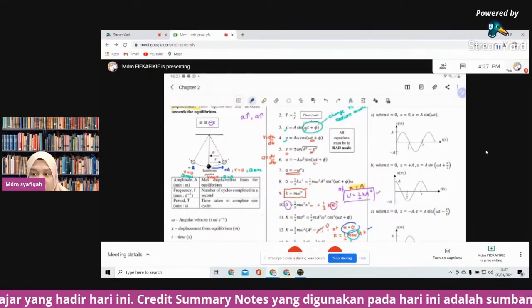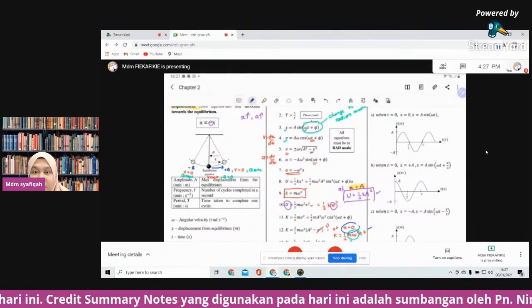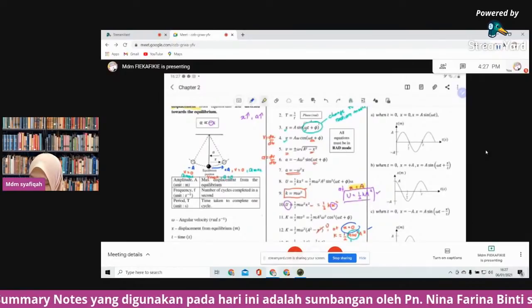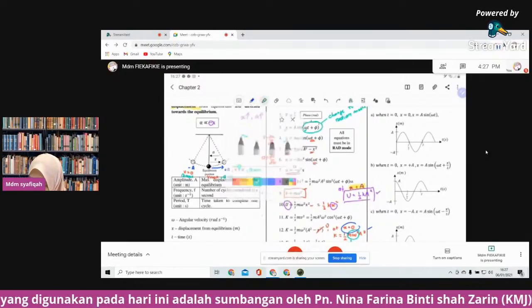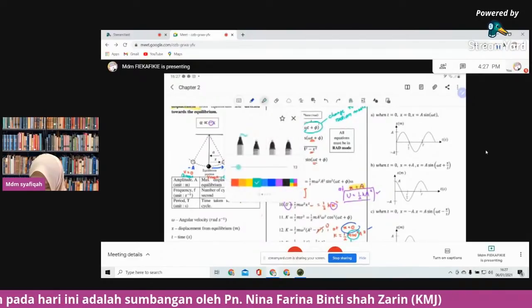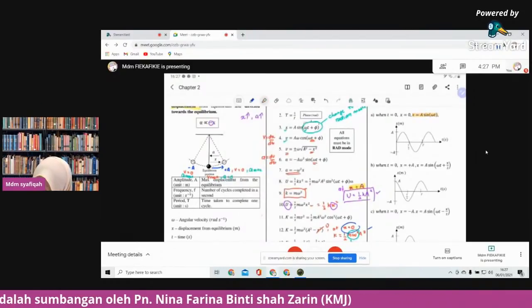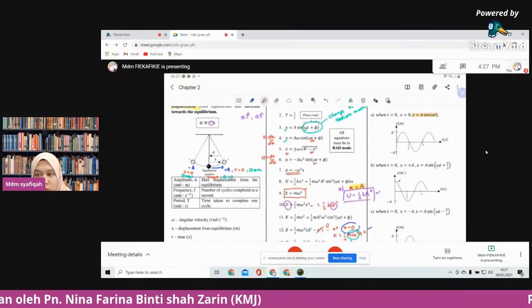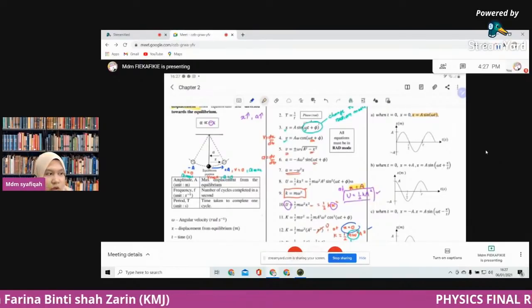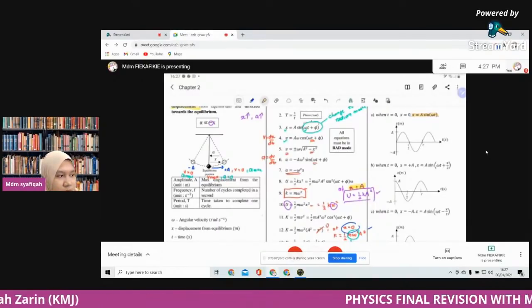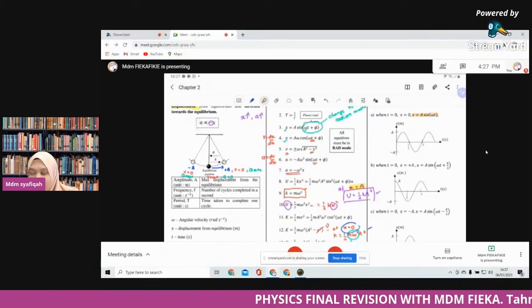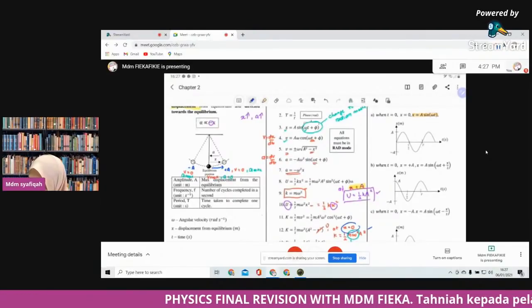The general equation of displacement graph. The general equation of the displacement graph here, X is equal to A sine omega t. Okay. So this is a graph sine.